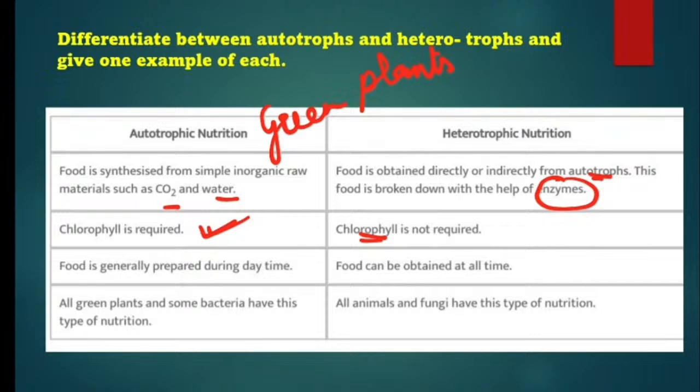Now in autotrophic nutrition, food is generally prepared during daytime, and in heterotrophic nutrition, food can be obtained at all times. In autotrophic nutrition, all green plants and some bacteria have this type of nutrition. You all have heard about blue-green algae. So blue-green algae are also examples of autotrophs, and heterotrophs, all animals and fungi, since they lack chlorophyll, have this type of nutrition.